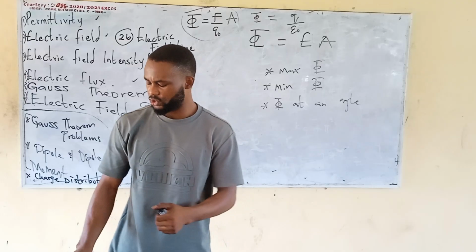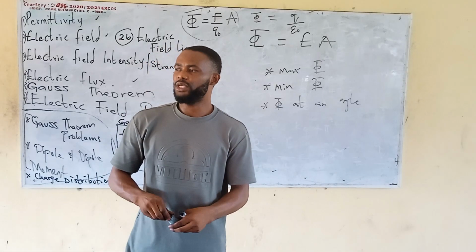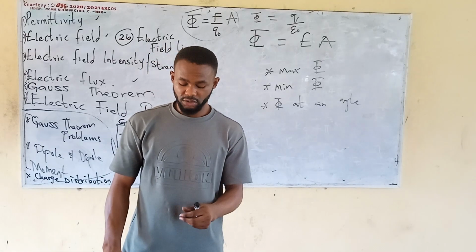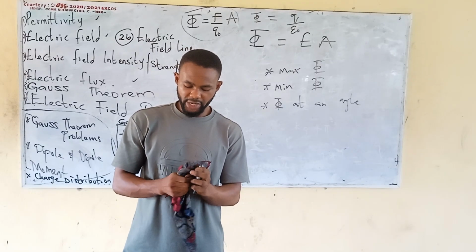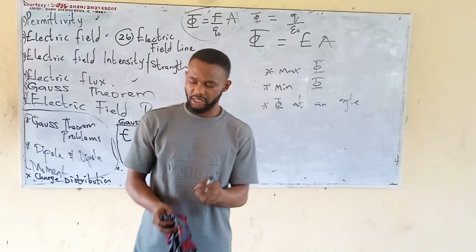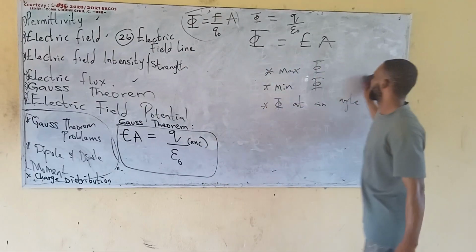Maximum when theta equals 0. Minimum when theta equals 90. At an angle when the angle is made with the normal, not the plane.